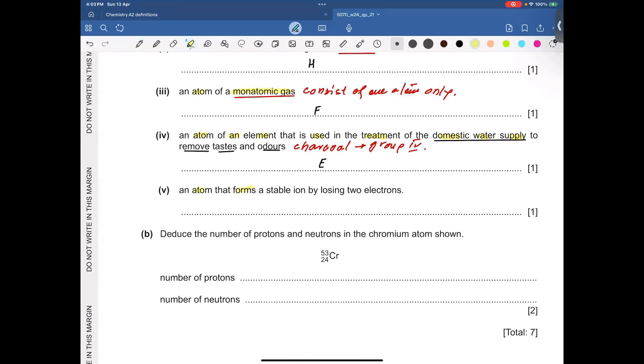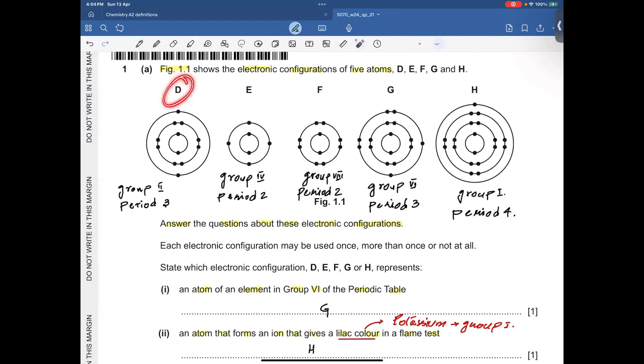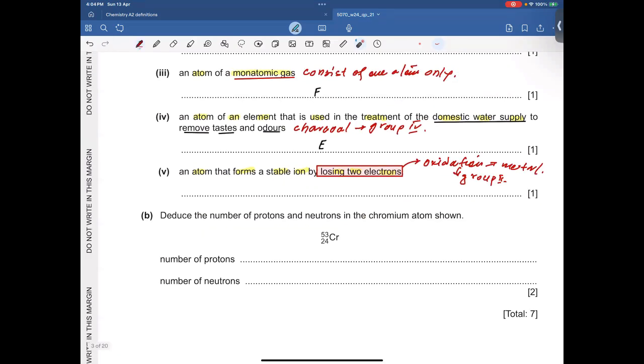Next is an atom that forms a stable ion by losing 2 electrons. Losing 2 electrons means oxidation takes place. And this must be a group 2 element, and this must be a metal also, because metal always loses electrons. So if it loses 2 electrons, it belongs to group 2 of the periodic table, and element D belongs to group 2. So I'm going to write D here.